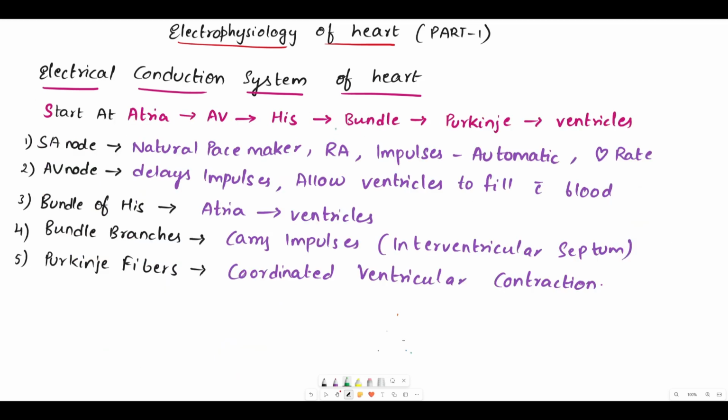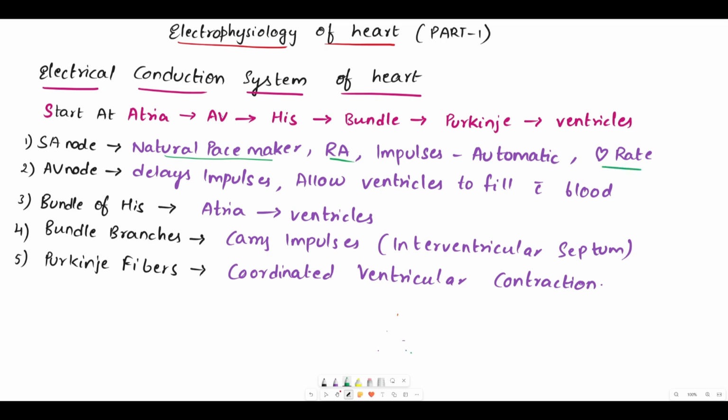So till now we have seen the sequence of this conduction. Now we'll see what each node helps to do. Initially the electrical impulses are present in the SA node. So what is this SA node called? It is simply the natural pacemaker. It is usually located in the right atrium, and from here the impulses are generated automatically, and this can also be useful for determining the heart rate.